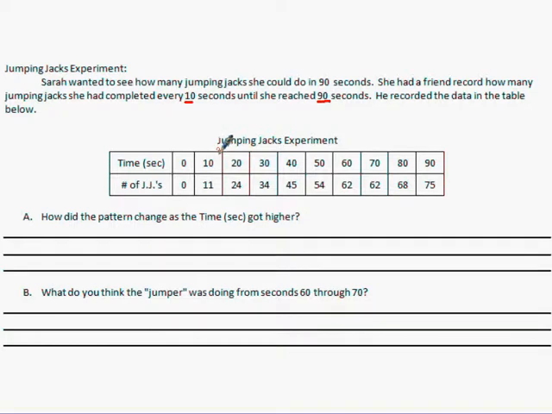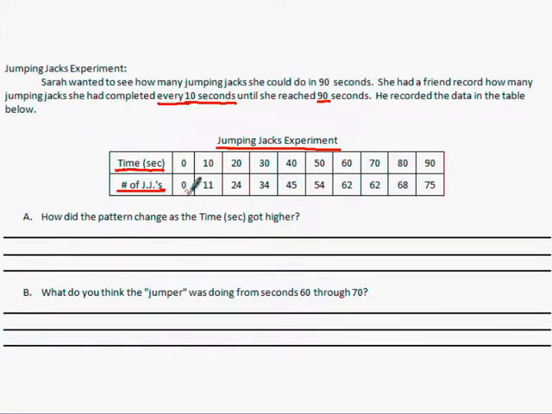So we have the name of the table, jumping jacks experiment. Up top we have time, which counts up 0, 10, 20, 30, 40, 50, 60, 70, 80, 90. It's counting by tens because it says it's counting every 10 seconds. On the bottom we have the number of jumping jacks. So it looks like this experiment has been done already. So Sarah did her experiment.